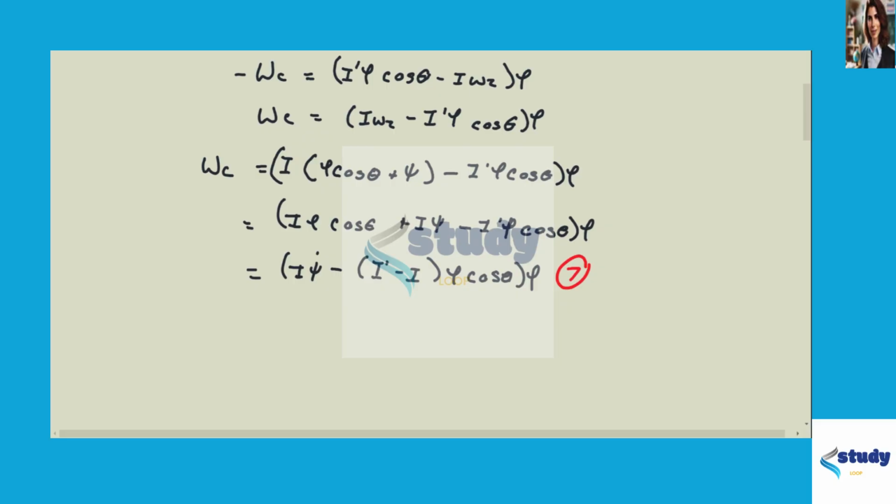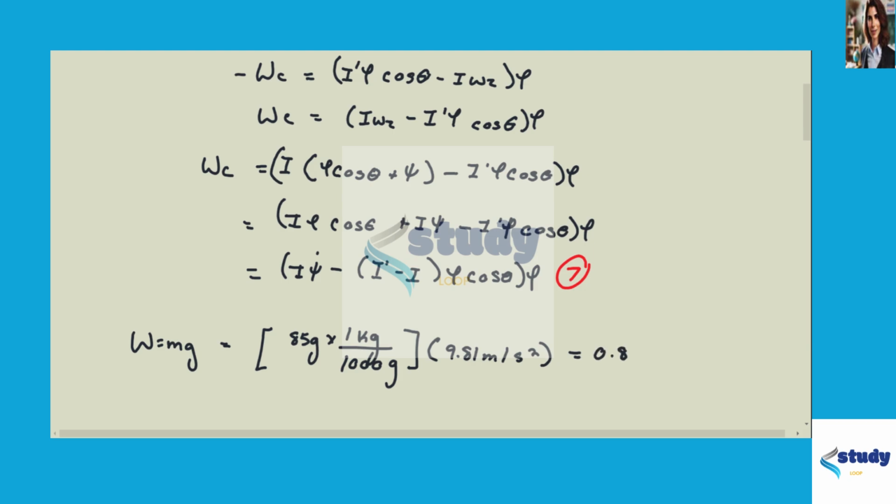Okay, and so we got to calculate the weight, and you can just use mg. The mass is given as 85 grams, and we're going to multiply that to get to 1 kilogram. So we have 1,000 grams. Oops, I know this bugs some people if I don't have it consistent. There we go. Times 9.81 meters per second squared, and we get 0.83385 N.